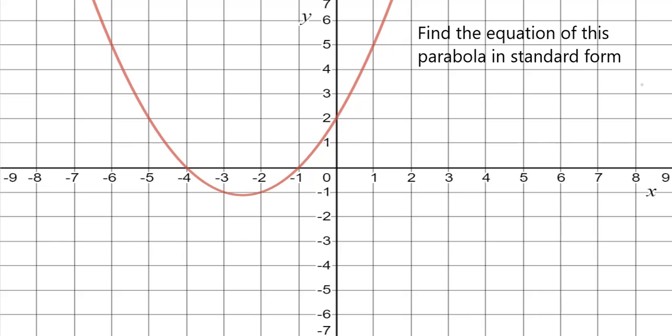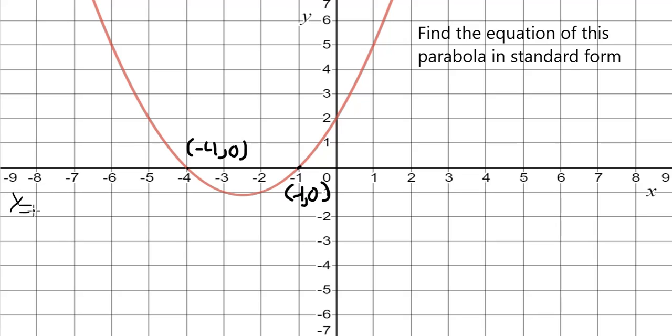Once again, to find the equation of a parabola in standard form, we first need to identify whether the parabola would be easier to find in vertex form or intercept form as an intermediary step. This parabola does not have a very clear vertex, but its roots are very clearly defined. One root is at the point -1, 0, and the other root is at the point -4, 0. This means I'm going to choose to use intercept form.